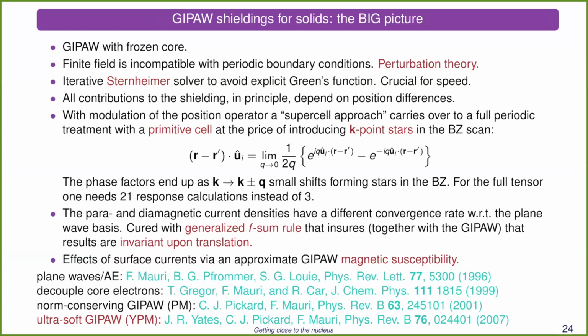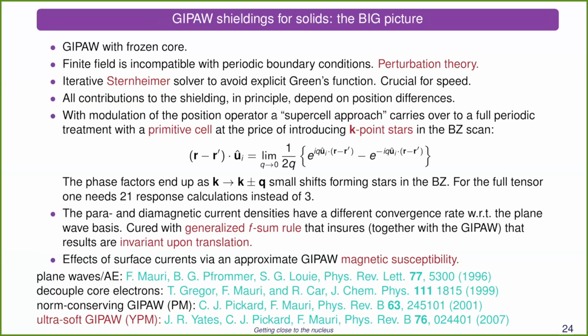What is also important is that everything in this whole GIPAW thing can be cast into a formalism where you only have differences in positions. And that is important because the position operator in a periodic system is something very difficult to define. Since it's not very well defined, but with differences it actually is.